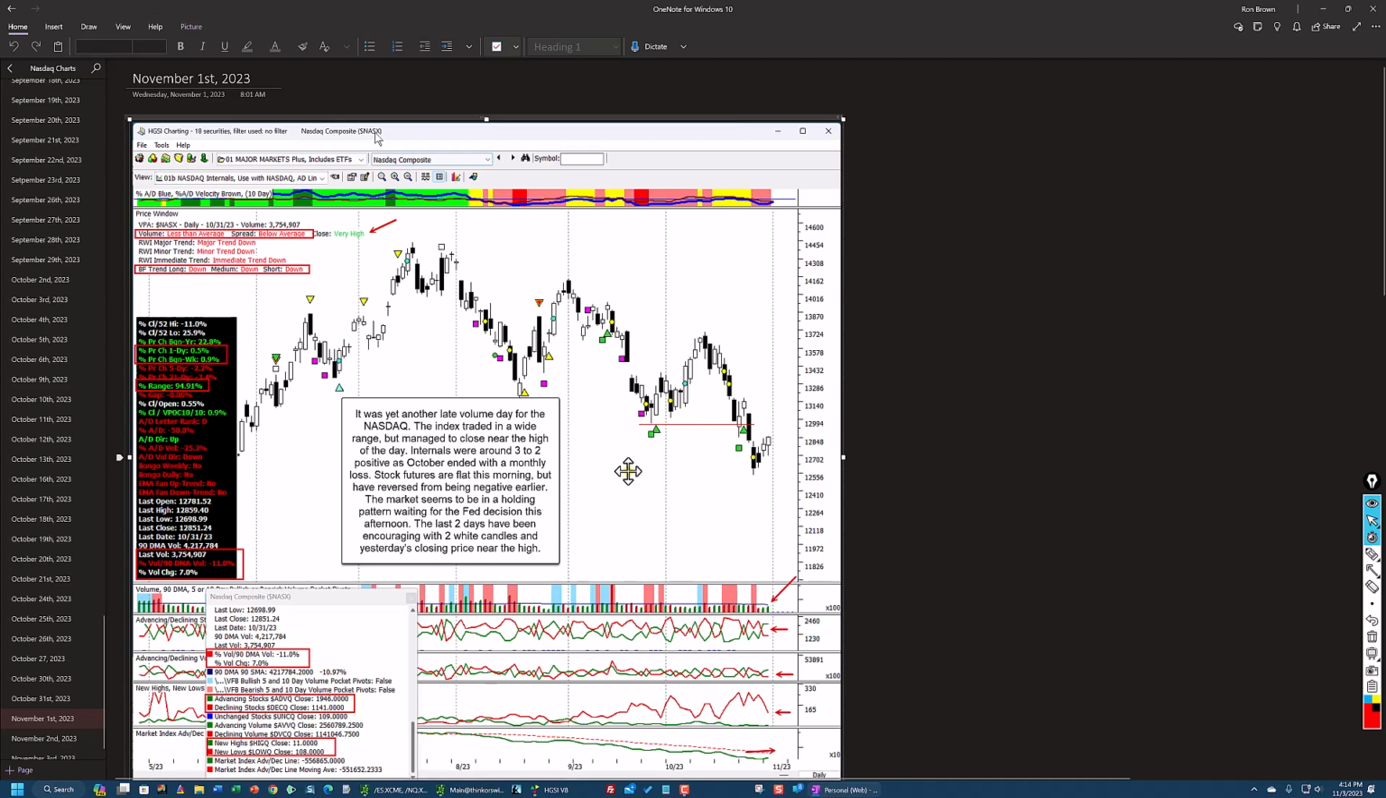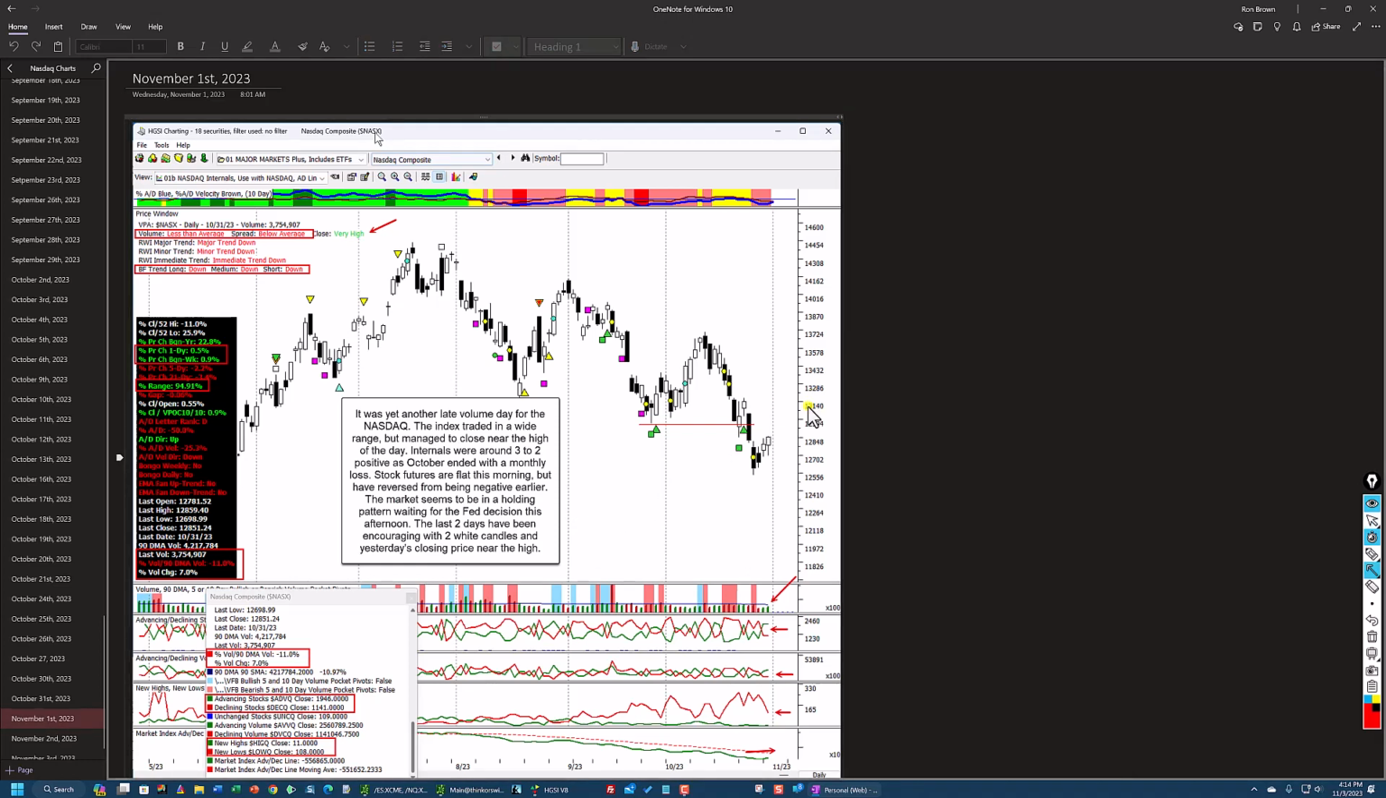Stock futures are flat this morning but have reversed from being negative earlier. The market seems to be in a holding pattern waiting for the Fed decision this afternoon. The last 2 days have been encouraging, with 2 white candles and yesterday's closing price near the high.